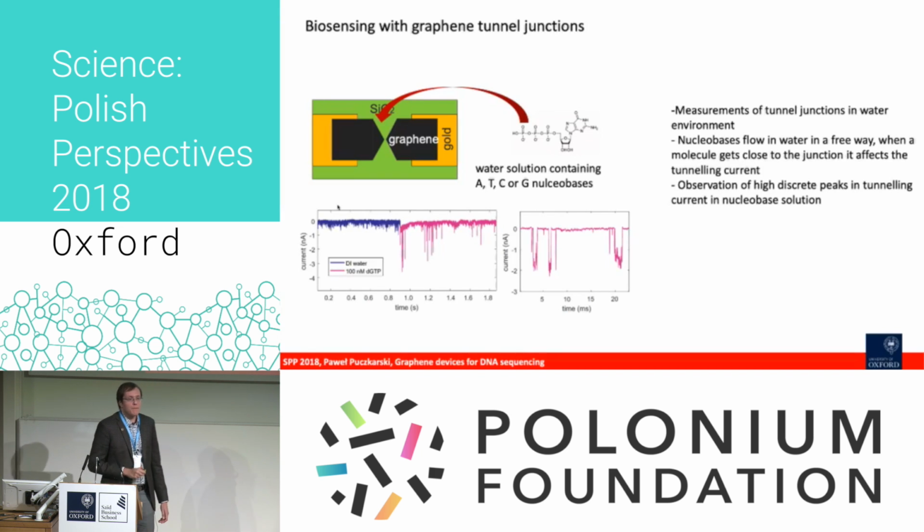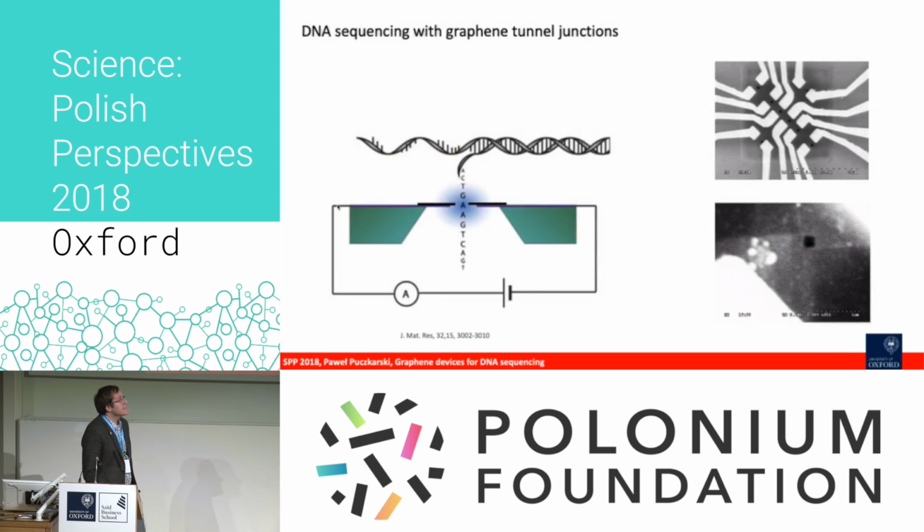Looking at the statistical properties of these peaks, I am able to distinguish between water solutions containing different nucleotides. That's a proof of principle that graphene tunnel current can be used to distinguish between different molecules, different nucleotides. However, it's not full sequencing yet. In order to realize the idea of DNA sequencing, we need to translocate, to drag a DNA strand through the graphene tunnel junction in a linear way. To do it, we need a slightly more complicated method of fabricating devices, a more complex device architecture.